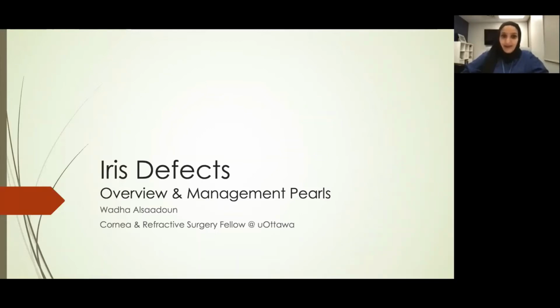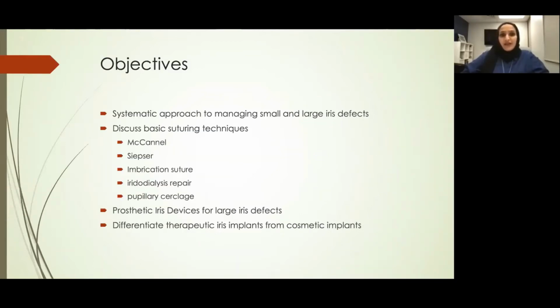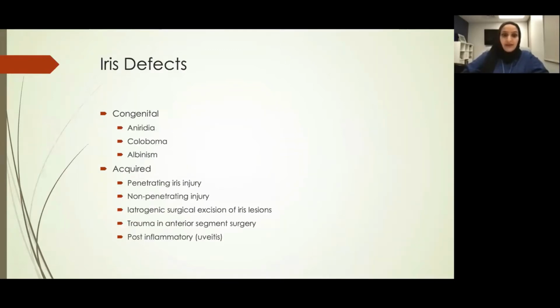I'm going to start to talk today about iris defects, things that I have learned basically here in Canada. My objectives today are: a systematic approach to managing small and large iris defects, discussing the basic suturing techniques, including McCannel, Siepser, imbrication suture, iridodialysis repair, and pupillary cerclage, prosthetic iris devices for large iris defects, and differentiating therapeutic iris implants from cosmetic implants.